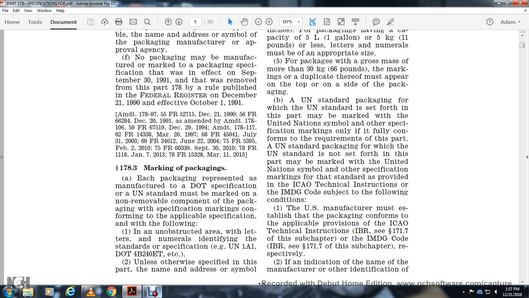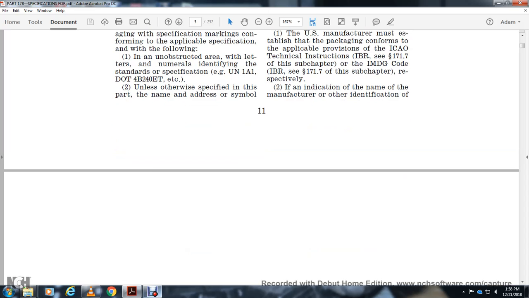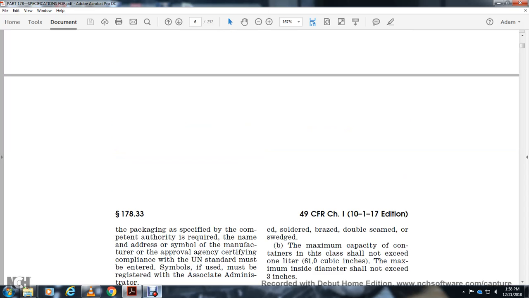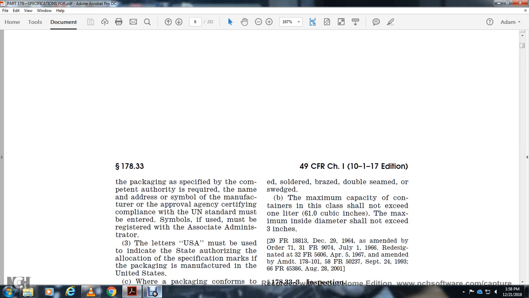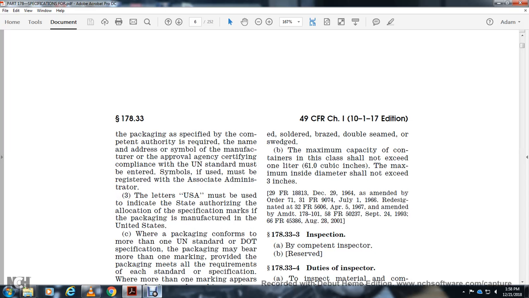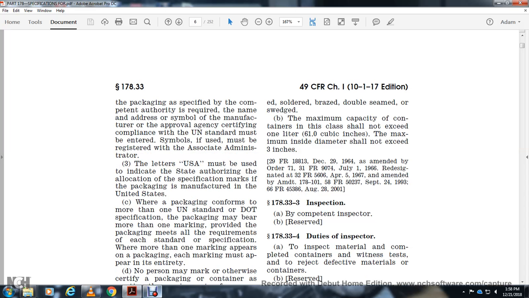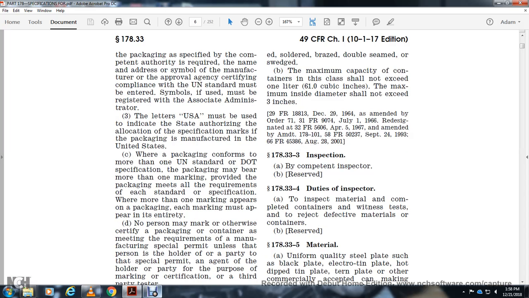and an indication of the name of the manufacturer, or other indication of the package specified by the competent authorities, as required by the name and address, symbol of the manufacturer, and approval of the agency certifying the UN standards, must be entered with the symbol if registered with the associated administrator. The letters USA must be used to indicate the state authorizing the application of the specification marking on packaging manufactured in the United States. When packaging conforms with more than one UN standard or DOT specification, the packaging may be marked with more than one marking, provided the packaging meets all requirements of each specification. When more than one marking appears on the packaging, each marking must appear in its entirety.